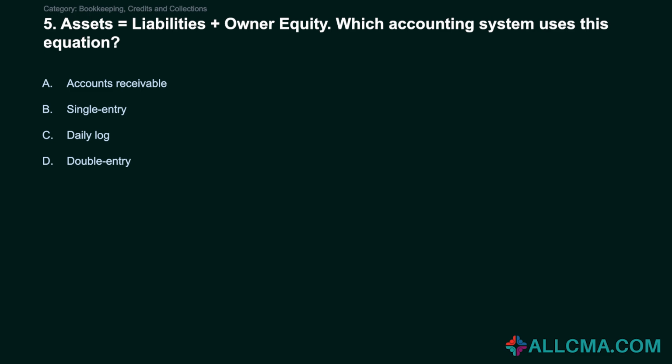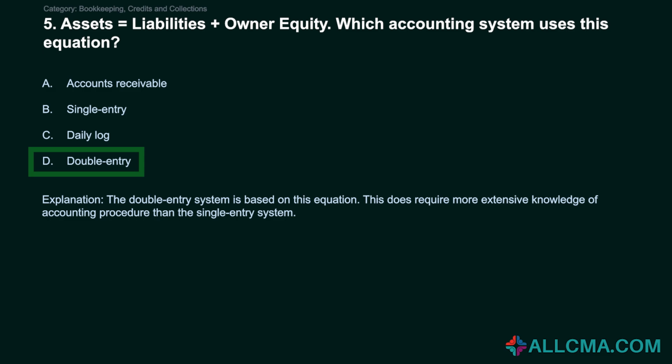5. Assets equals liabilities plus owner equity. Which accounting system uses this equation? A. Accounts receivable, B. Single entry, C. Daily log, D. Double entry. Correct answer, D. Double entry. The double entry system is based on this equation. This does require more extensive knowledge of accounting procedure than the single entry system.